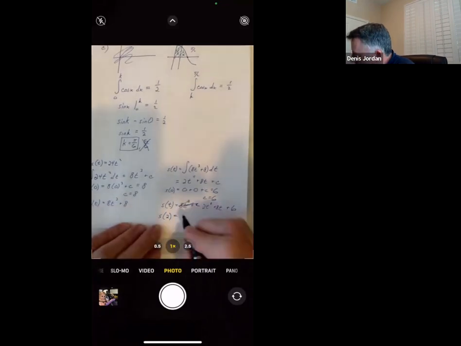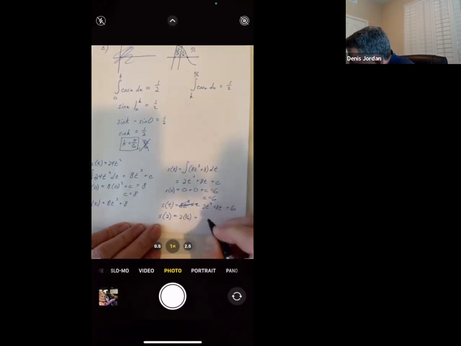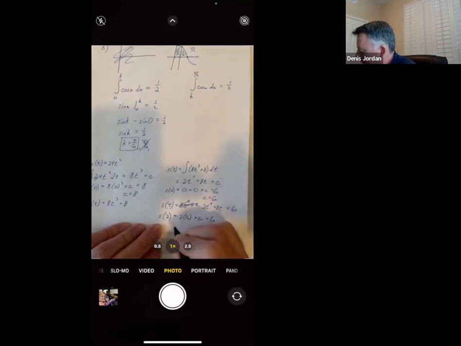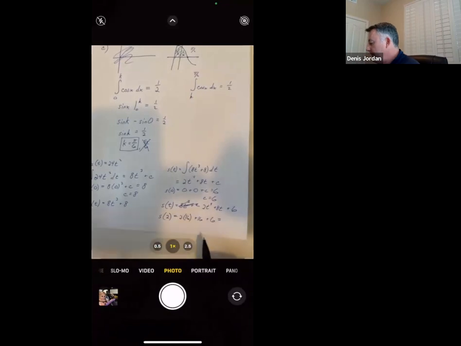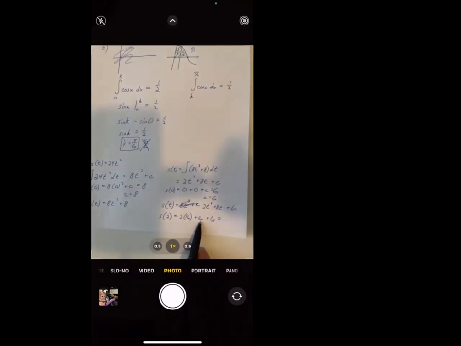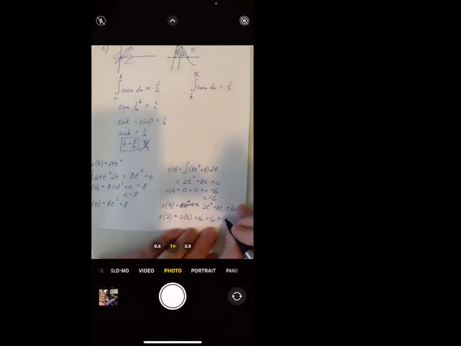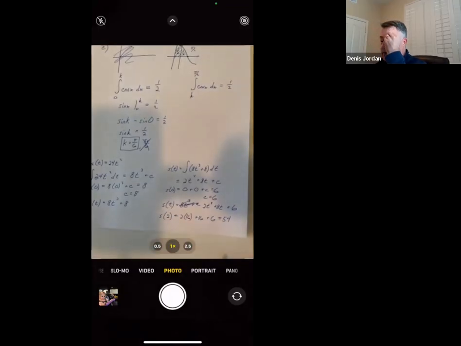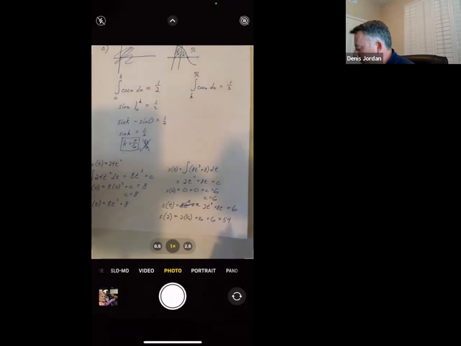So stick the 2 in there. So 2 to the 4th is 16, 2 times 16 is 32. 2 times 8 is 16, and then still plus 6. So 32 plus 16 is 48, 48 plus 6 is 54. And because there are units in the question, you need to also give units in the answer.